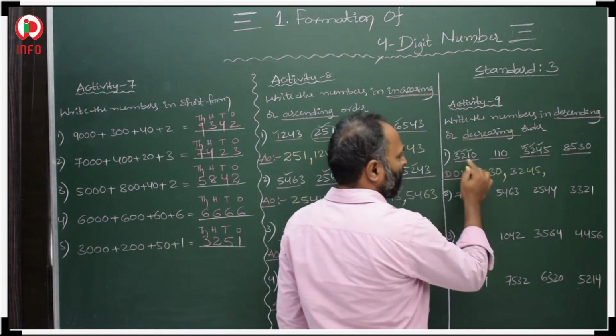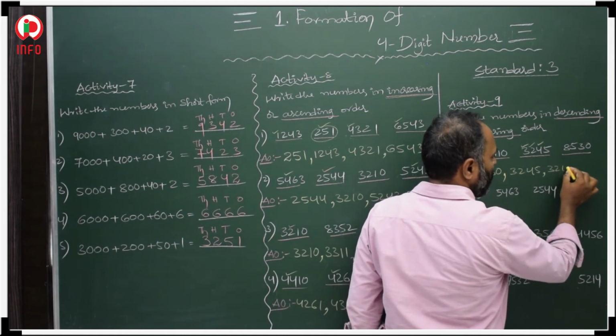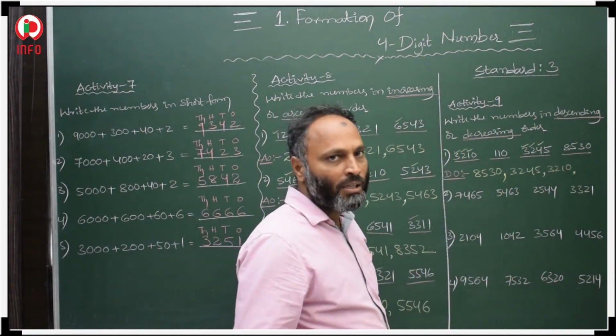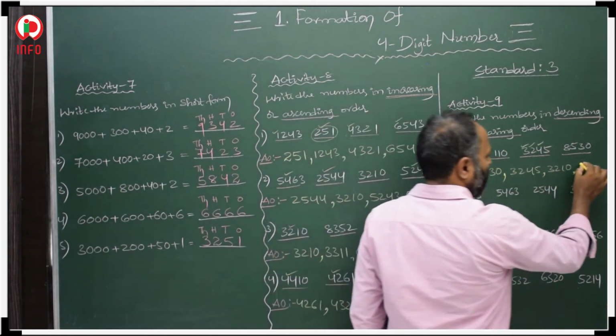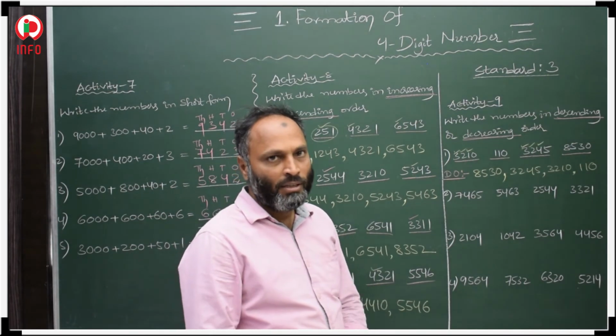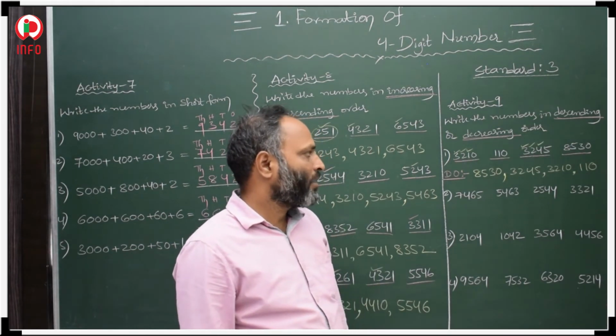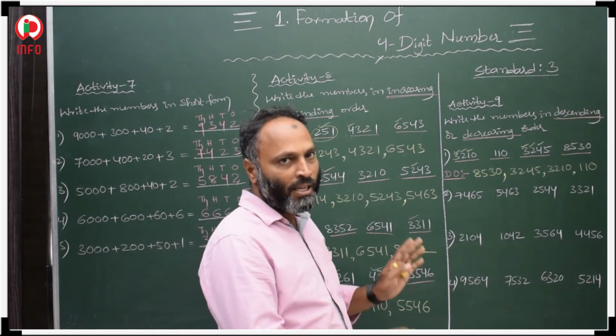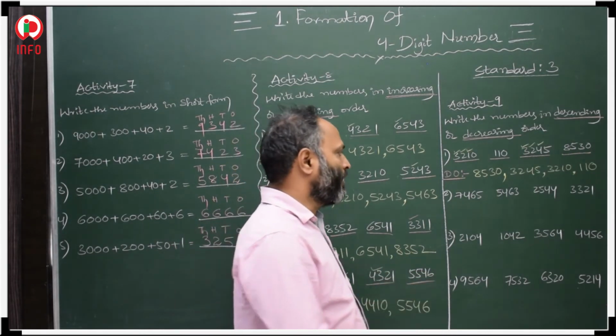Then after that, 3,210. Then the smaller one. Among the 3-digit numbers, the smaller is 110. In this way we have to write from bigger to smaller. That is descending order. Descending order is the vice versa of ascending order.